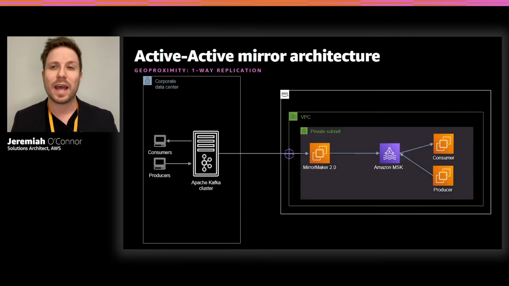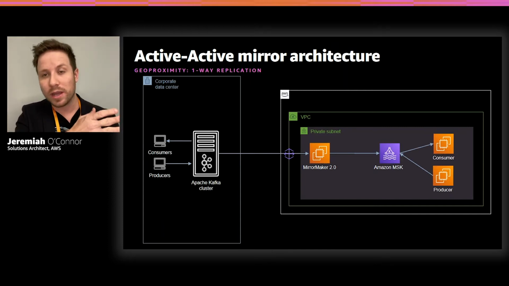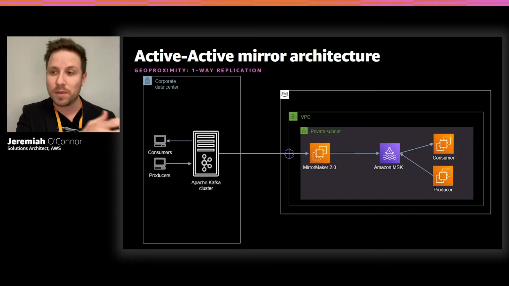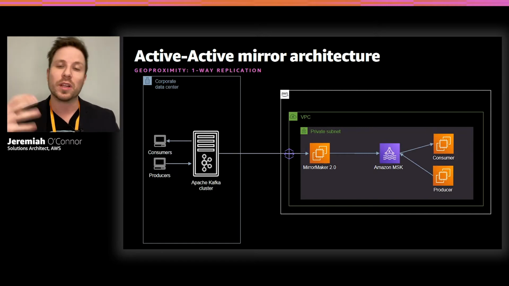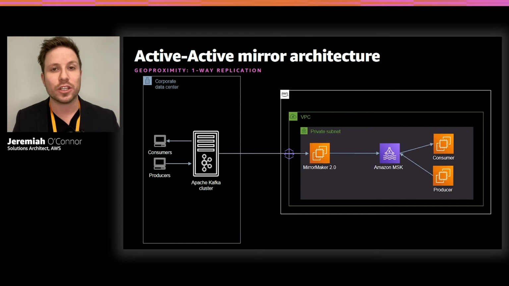The next, we're going to talk about active-active, but a one-way replication for things like geo-proximity. In this case, we have our corporate data center, which houses our on-premise Apache Kafka cluster. However, let's say our consumers are in AWS. We need the ability to reduce consumption lag from our consumers so that they're not having to go either over the internet or over some sort of direct connection back to our on-premise data center. So what we can do is, again, leverage a tool like MirrorMaker to replicate that data one way from our Apache Kafka cluster that's running on-prem into AWS so that we can ultimately reduce the lag that our consumers have when consuming that data.